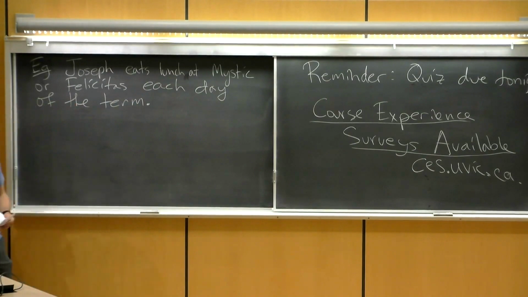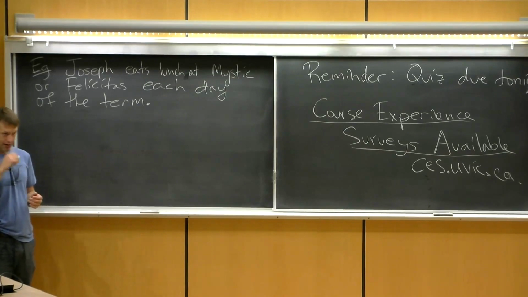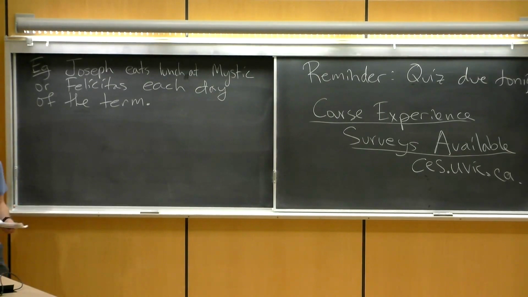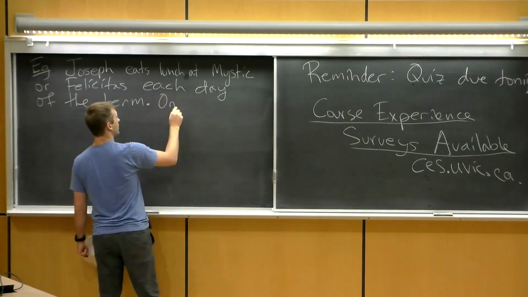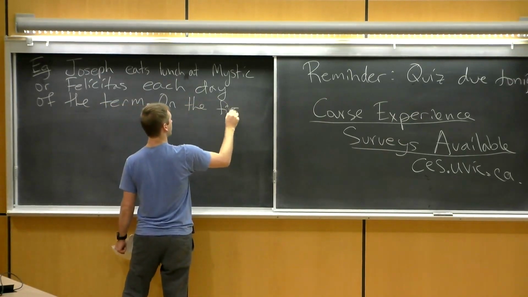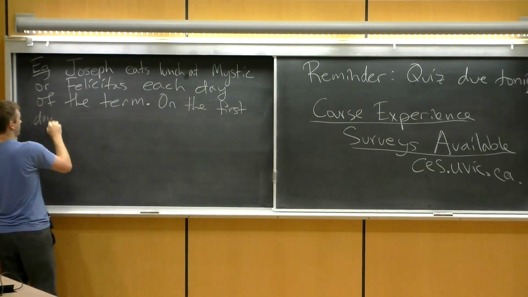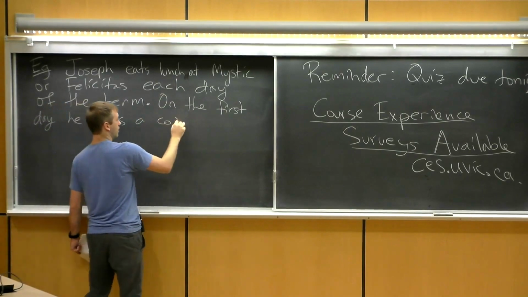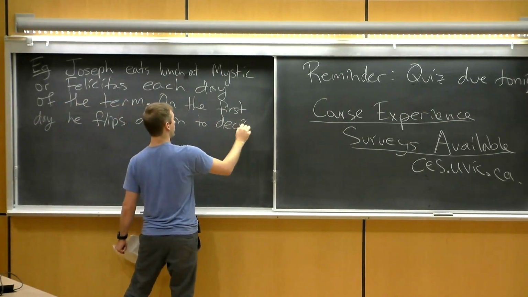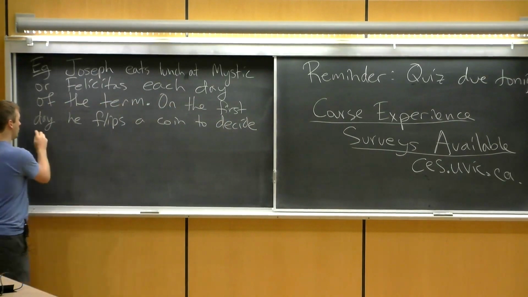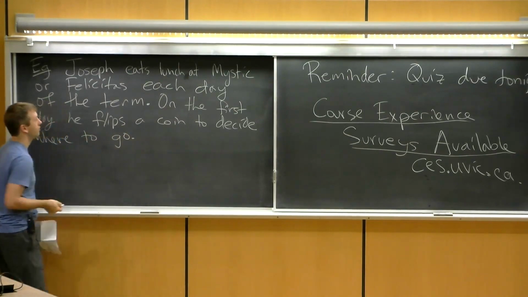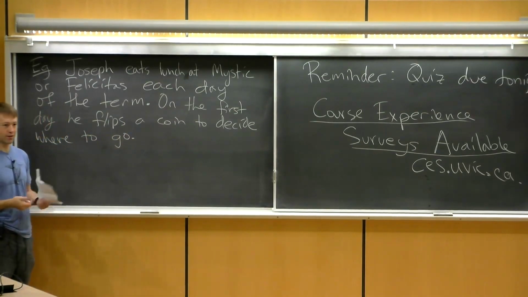And here's how it's going to work. For whatever reason, he makes his decisions in a random way. On the first day of the term, he just flips a coin to decide where to go. Heads, Mystic Market, tails, the pub.